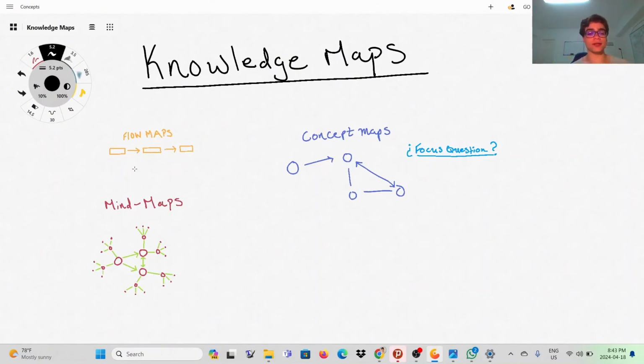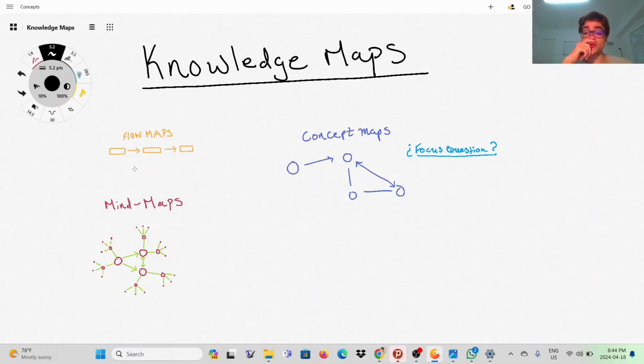Now, if I had to rank in order of difficulty, I would say that flow maps are the easiest to master, concept maps second hardest, and mind maps are certainly the hardest. There are a lot more nuances when it comes to it. And each of them is used in different phases of learning. So that's kind of a brief overview.